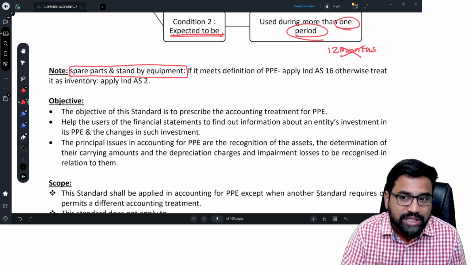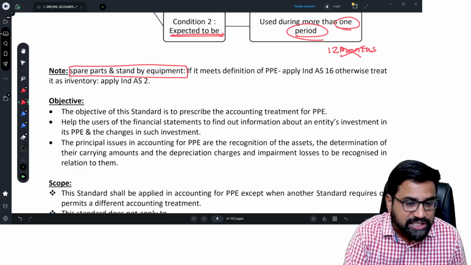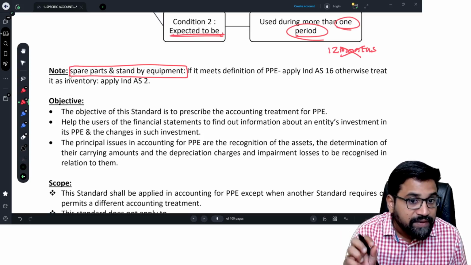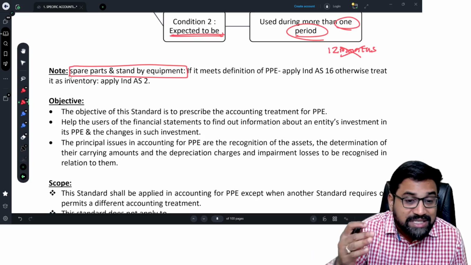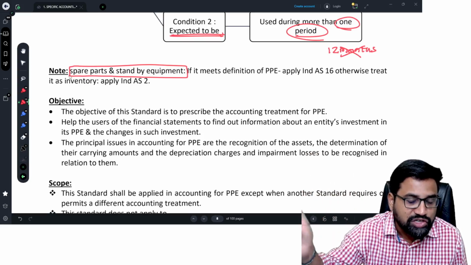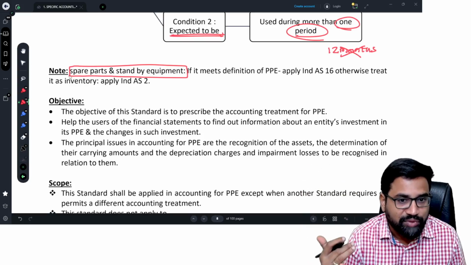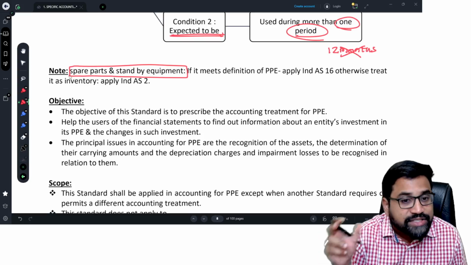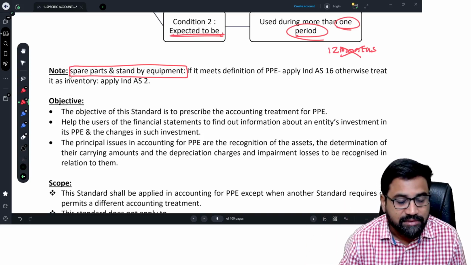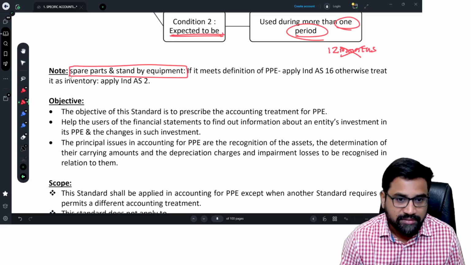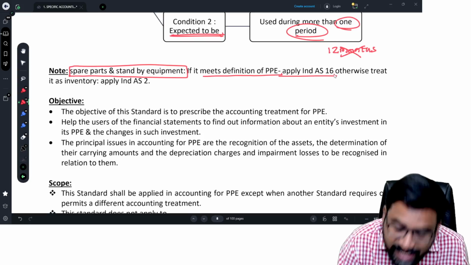Now, whether these spare parts will be considered as property, plant, equipment, or as inventory? IND AS 16 says you need to apply the definition of PPE. Just now we have seen the conditions. If spare parts satisfy the definition of PPE, that means they are held for use in production or supply of goods or services, rental to others, or for administrative purposes, and expected to be used for more than one accounting period, then apply IND AS 16. Otherwise, treat them as inventory. That is what I have written here. If spare parts meet the definition of PPE, apply IND AS 16.